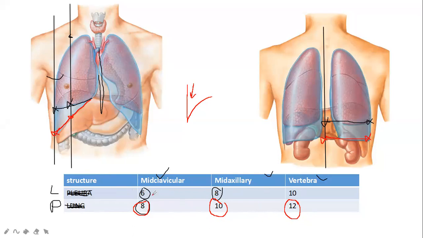So this is so easy. There is only a difference of 2 there. Mid-clavicular, there's also a difference of 2. Mid-axillary, difference of 2. At the vertebral level, difference of 2. 10, 12, 8, 10, 6, 8. So it's simple: from there we descend 2 levels, we are there. What about here, superiorly?